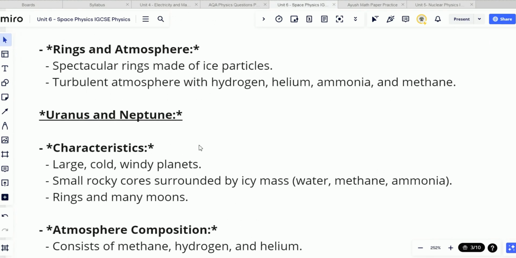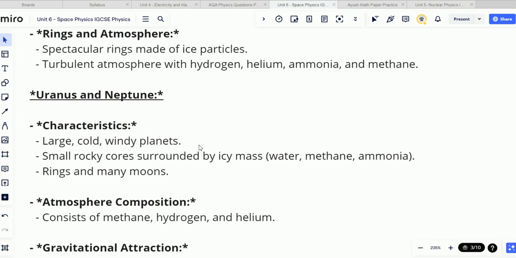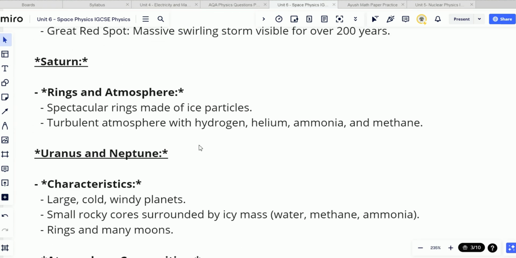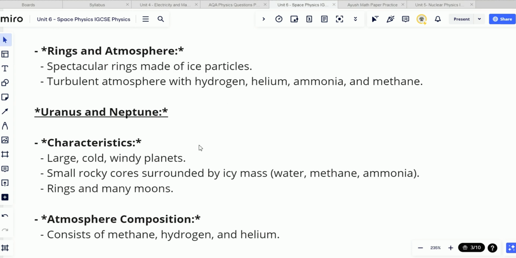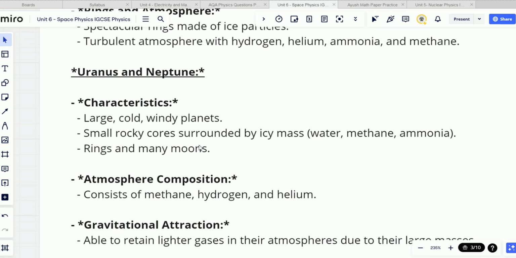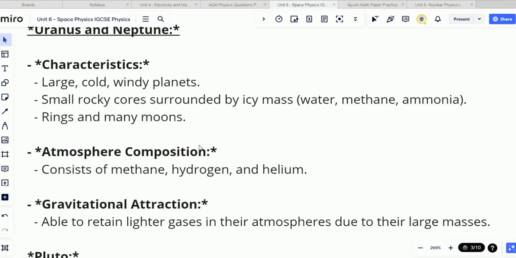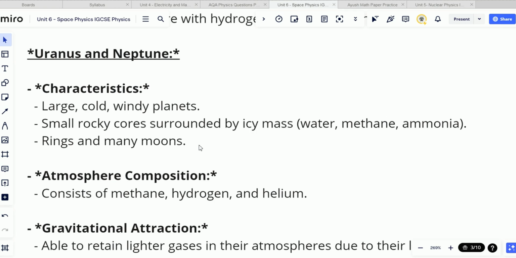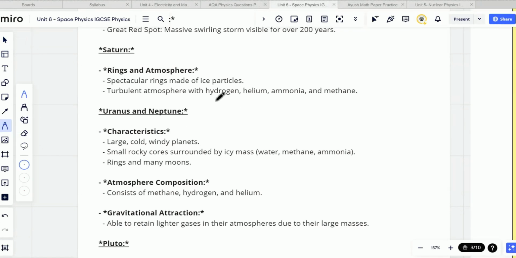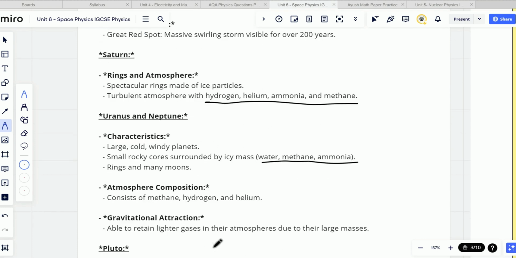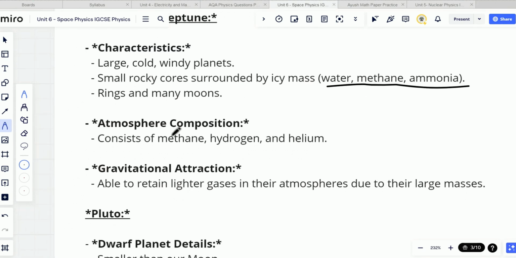What do we know about Saturn? So it has rings and atmosphere. The spectacular rings are made of icy particles, and it has a turbulent atmosphere with hydrogen, helium, ammonia, and methane. So you need to remember the gases which can be found on Saturn. After this, we have Uranus and Neptune. The characteristics of these two planets are that they are both large, cold, and windy. They have small rocky cores surrounded by icy mass, which is basically what? Water, methane, ammonia. So do you see all these common gases that we are getting in all these gaseous planets? Okay. So remember this.